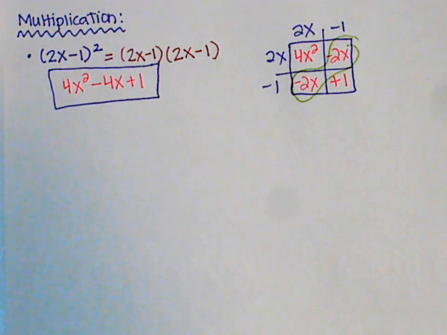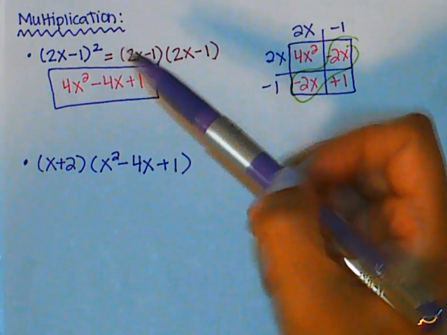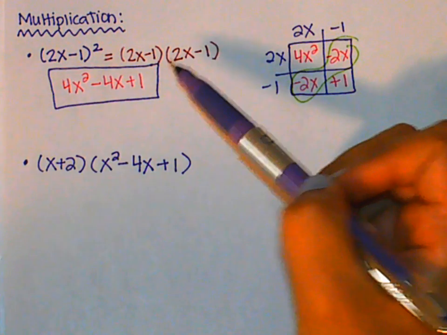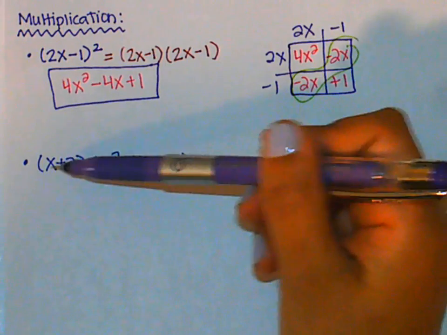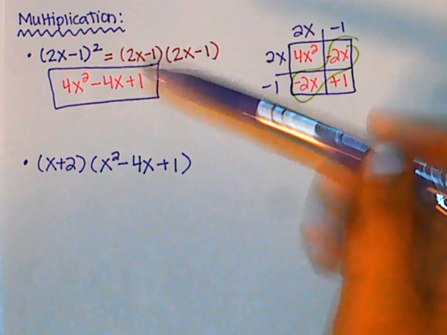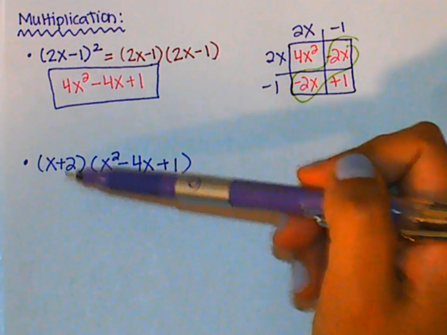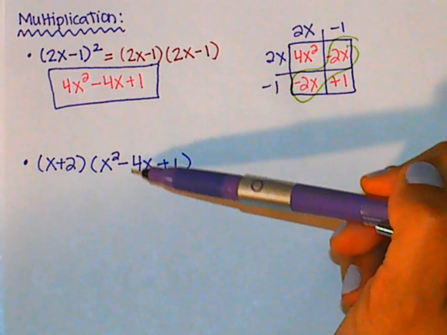So let's jump into something new. Let's look at this and let's identify what we're looking at. In this one, we said that this was a binomial by binomial because they're both binomials. But in this one, we have a 1, 2 by a 1, 2, 3. So this is a binomial, but we're multiplying that by a trinomial. So this is actually a bi-tri.